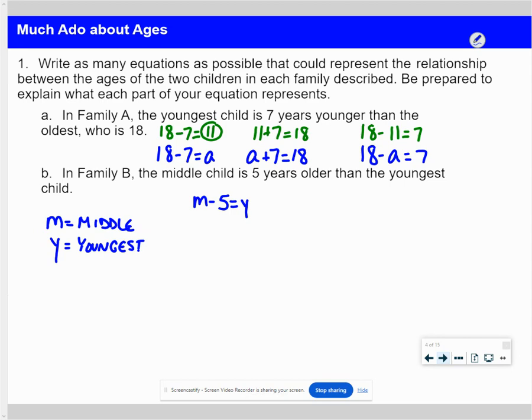I could also say that the youngest child's age plus 5 should give me the middle child's age. And if I subtracted the two, if I took the middle child minus the youngest child, that would give me a difference of 5. All right, so all of these are equations that work for the description they gave us, right? And they're all equivalent also. They all mean the same thing.